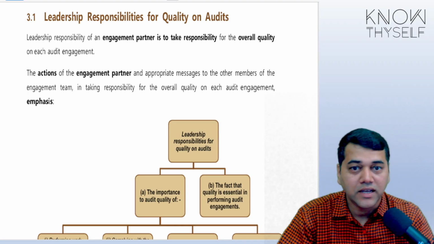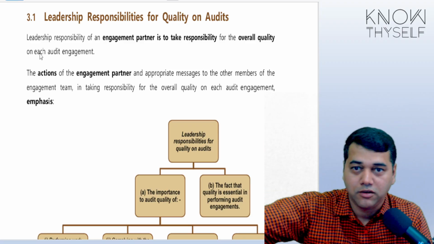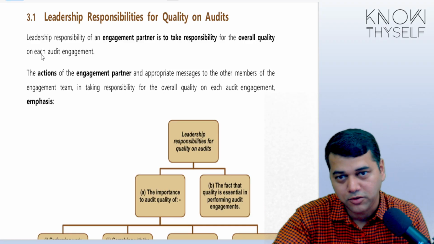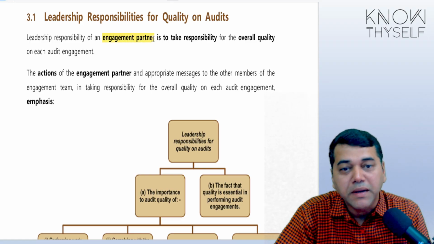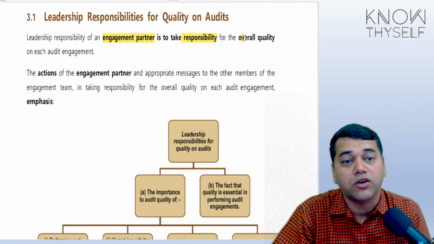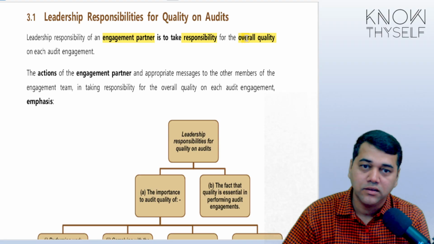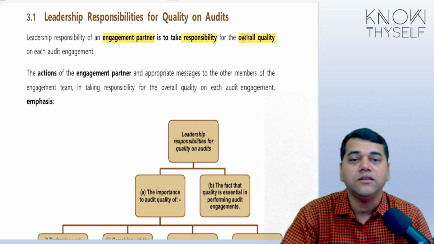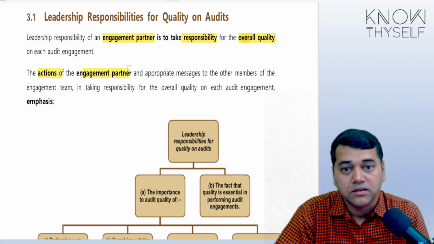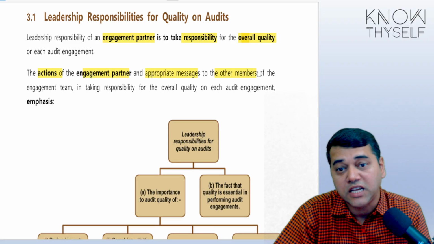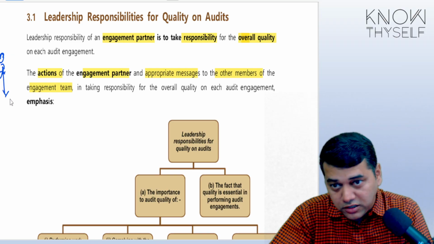Okay, now SA 220 says, at the workplace, that means, okay, the sasural of that daughter, or when she is a bahu, the engagement partner has to take responsibility for overall quality. Now, what she has learned at the SQC level, she has to demonstrate at the audit level. The actions of the engagement partner and the appropriate message to the other members of the engagement team, like what this daughter-in-law is going to tell to their kids now.